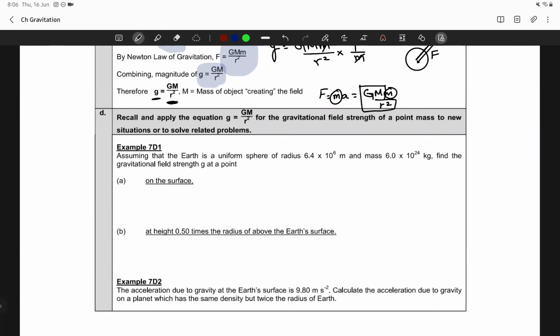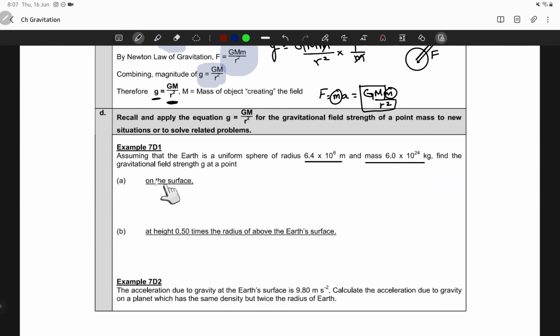Okay, perfect. So now let's read this problem. It says, assuming that the Earth is a uniform sphere of radius this. So we are given a radius for the Earth, and we're just making an assumption of its geometrical shape as a sphere. And we are given the mass of the Earth as well. So this is the mass of the Earth.